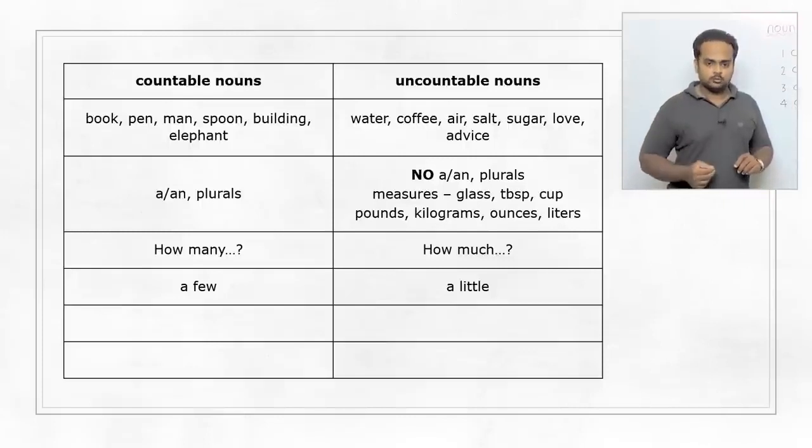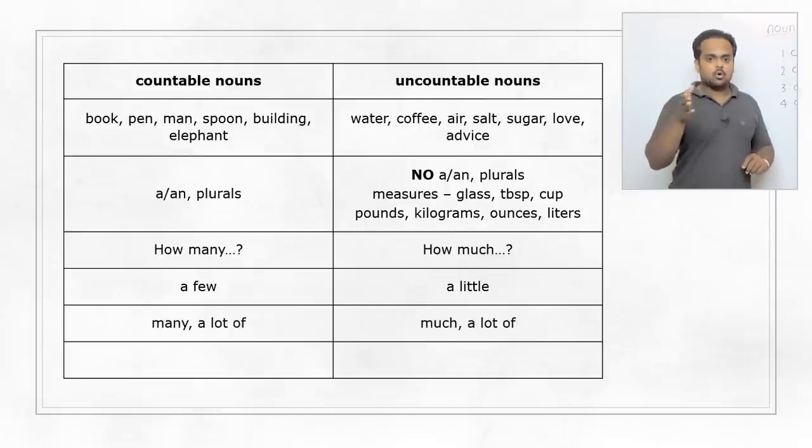And what about to talk about a big number or a big quantity? Can you tell me what we use? With countable nouns, we use many or a lot of. There are many computers in my office, or there are a lot of computers in my office. With uncountable nouns, we can use much, but that's less common. It's more common, once again, to use a lot of. Like, there is a lot of coffee in the cup.